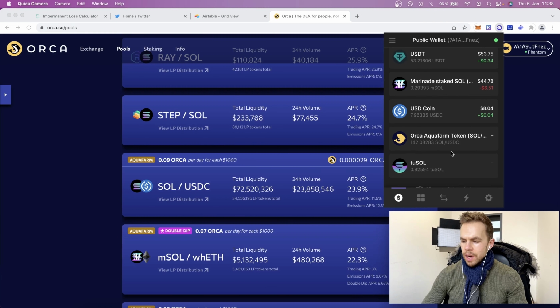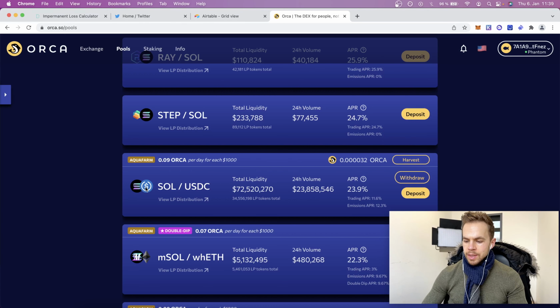And after a short while, we now see within our Phantom wallet that we now hold the Orca Aquafarm token, 142.08 SOL USDC. And as you can see also on the page, we are now in this pool. We now earn our trading fees. Those are roughly 11.6%. And then we get the emissions on top, and this emission gets paid in Orca. So now we see that we're in this farm, and we can now withdraw them. We could add more.